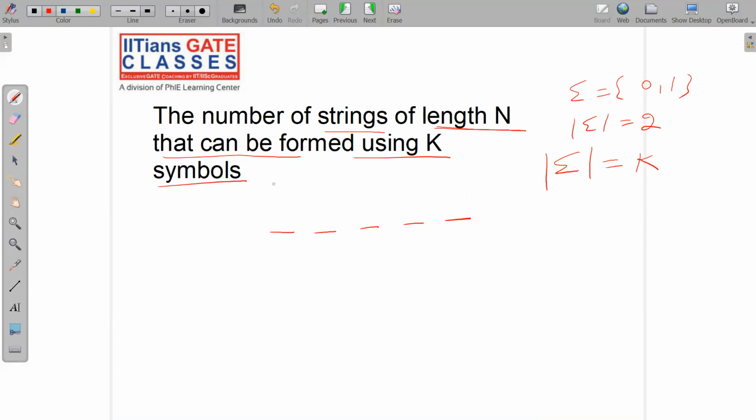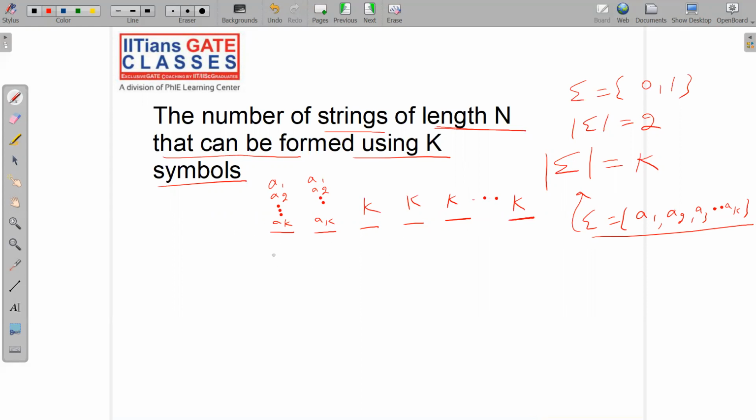So let's take this simple example. At the first place, how many options do we have? k options. Let's take sigma as a1, a2, a3, up to ak, so the length of this sigma is k. At the first place we have k options, at the second place again k options, and the third place also k options, fourth place also, fifth place also, up to the nth place also we have k options.